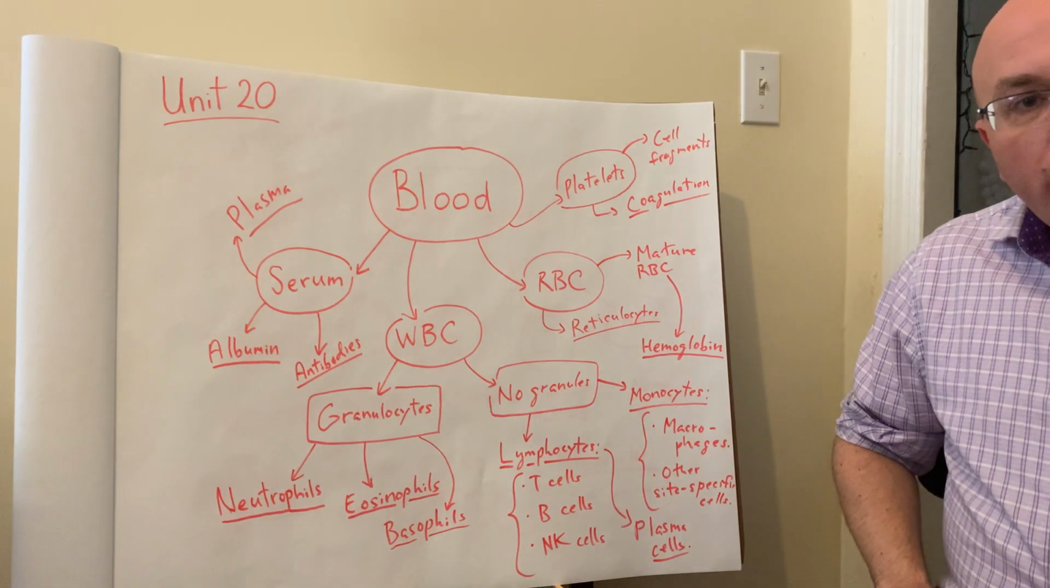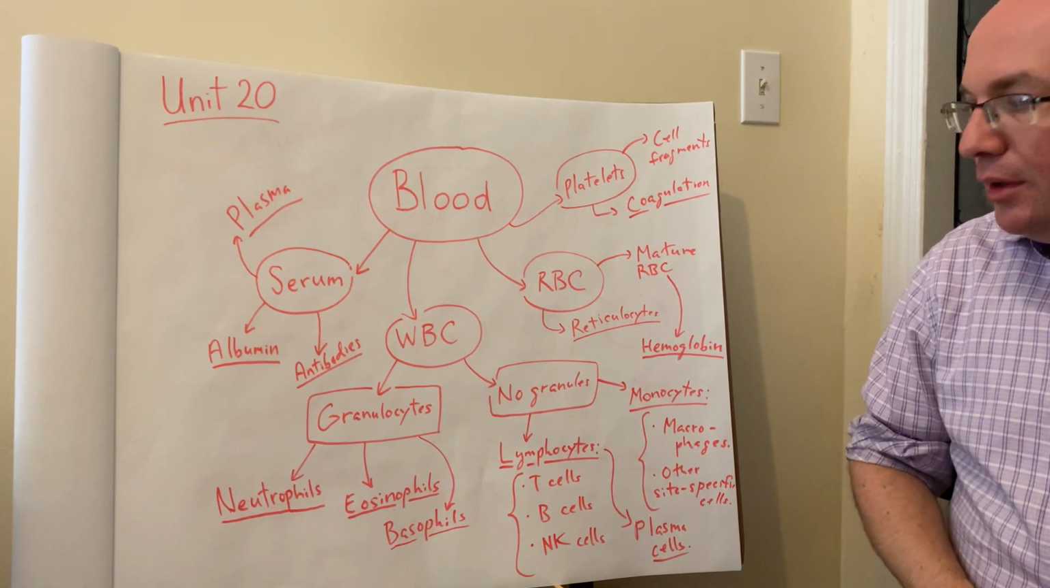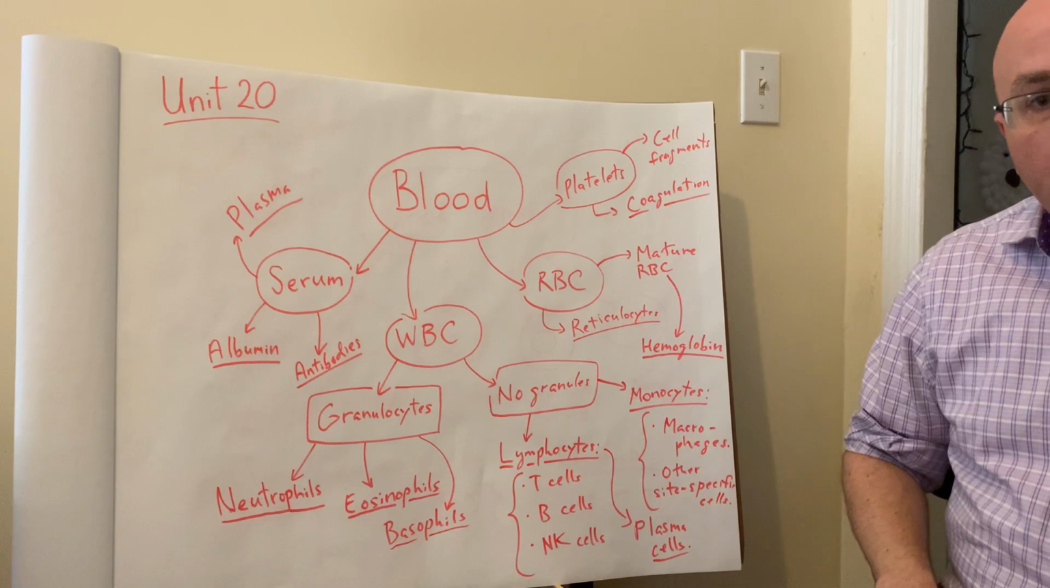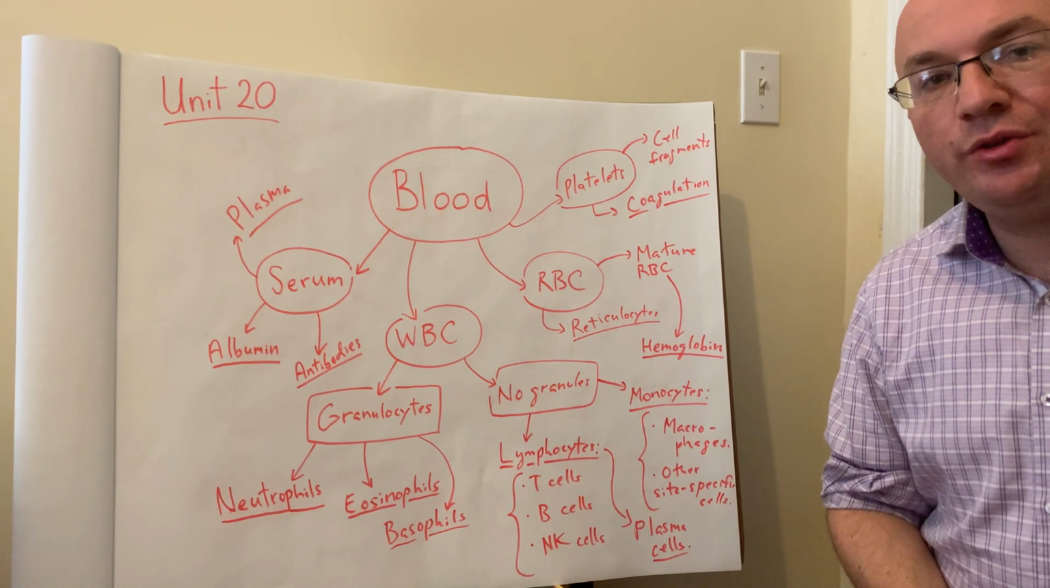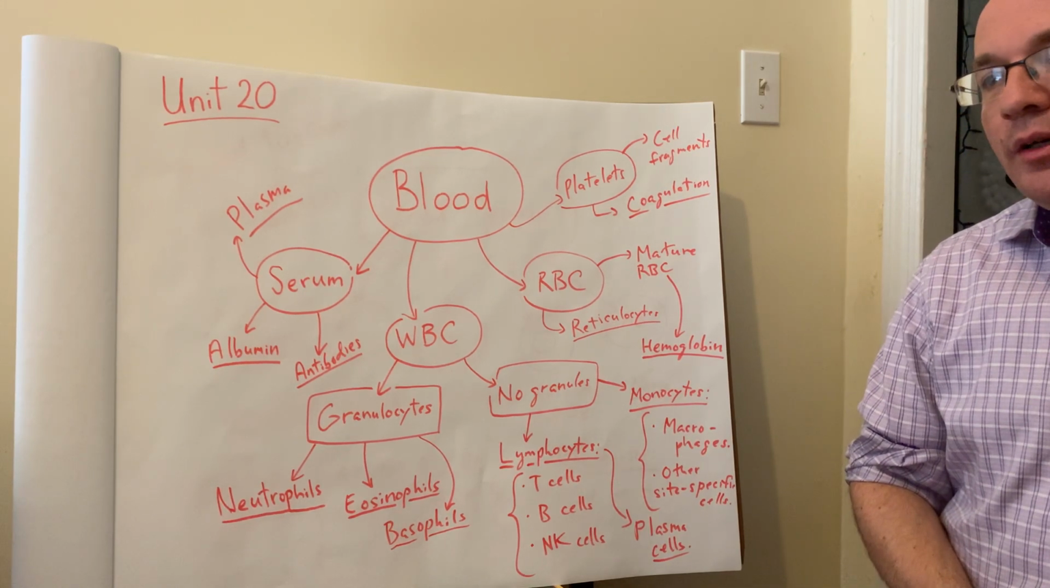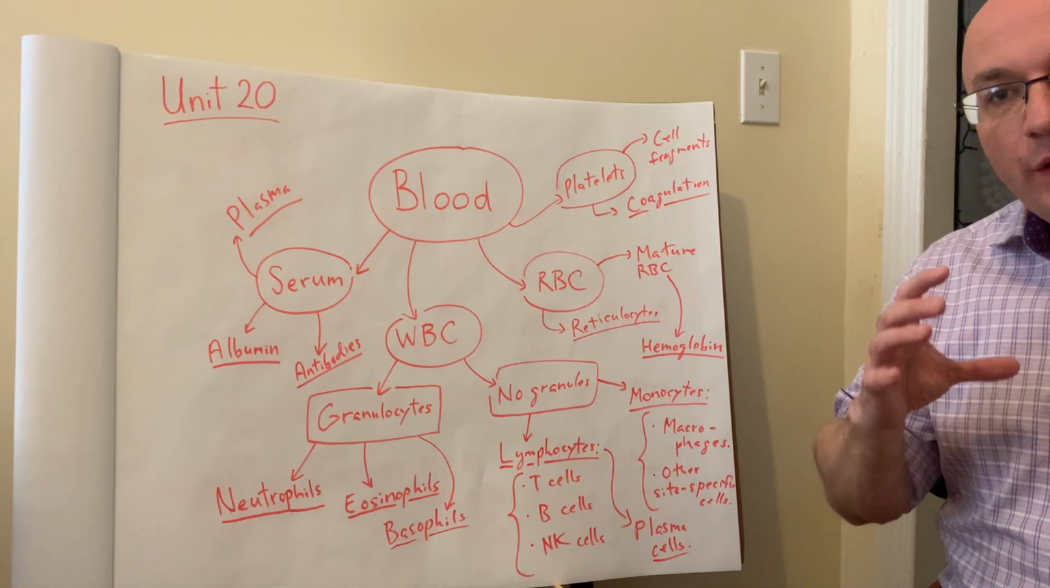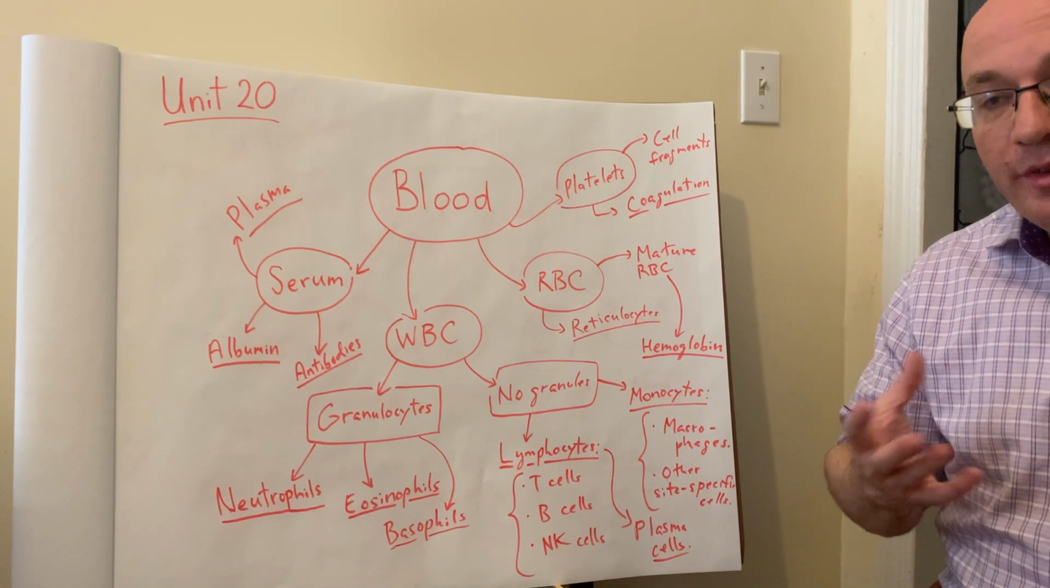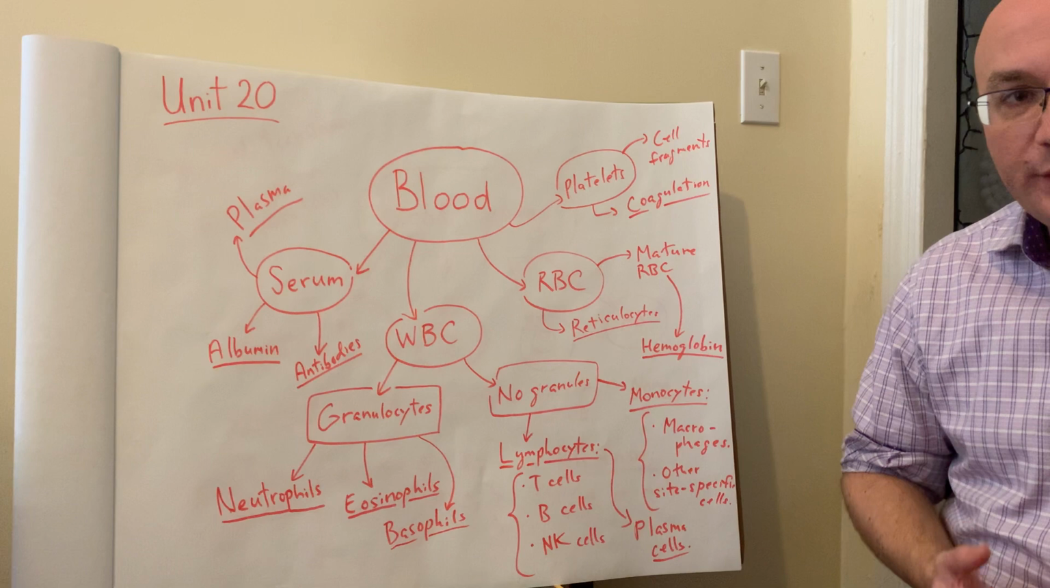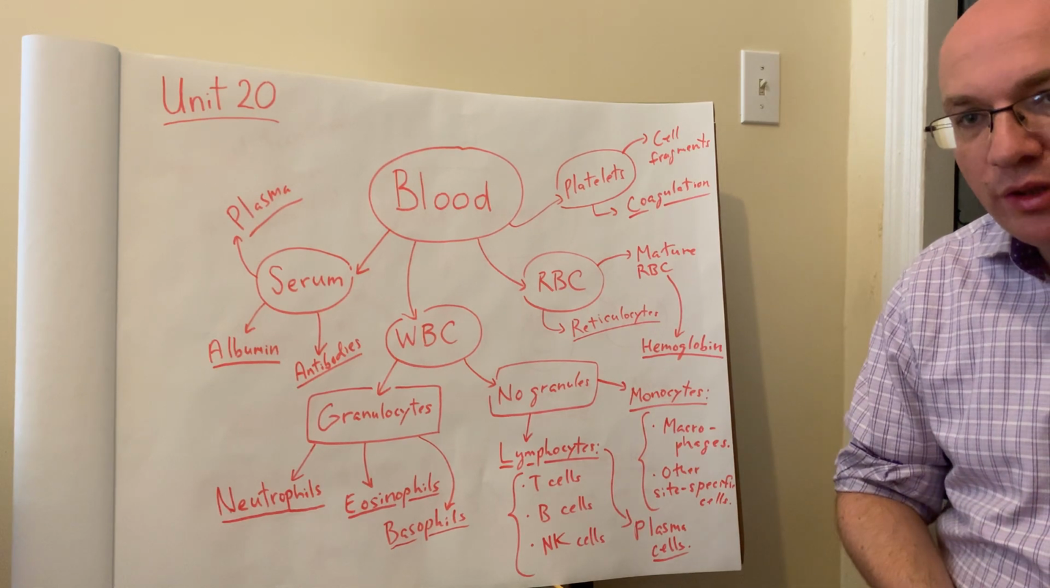Now, for the other types of cells that are very important in the blood, we have obviously the red blood cells, RBCs. These are also called erythrocytes. These are the biconcave cells that are without a nucleus. These are one of the few cells in the body that are alive but do not have a nucleus inside of them.